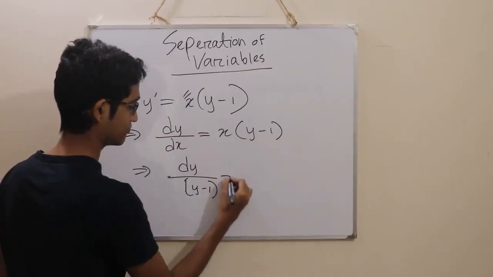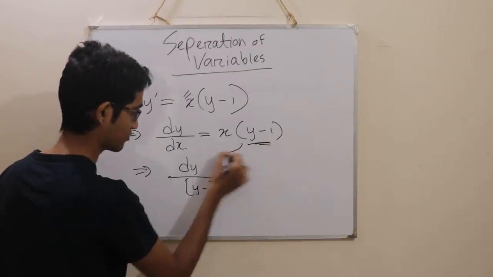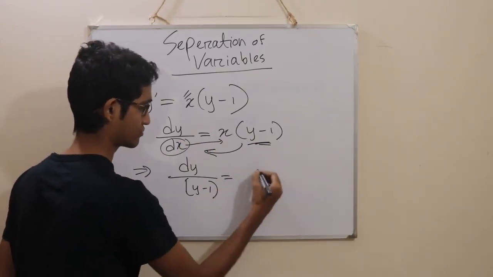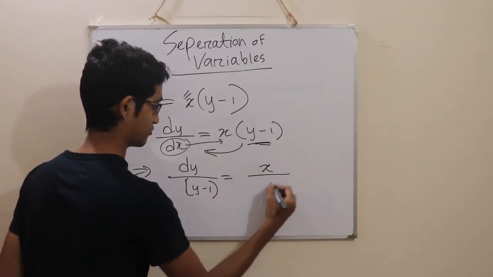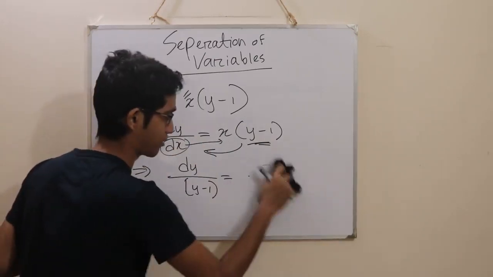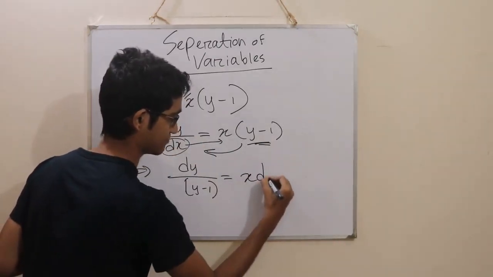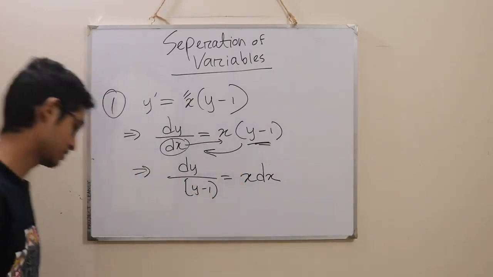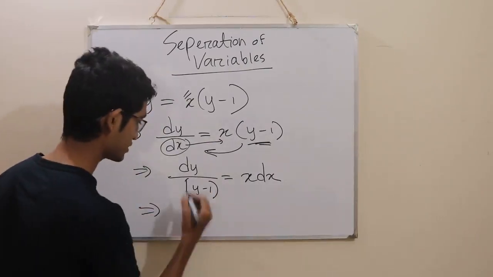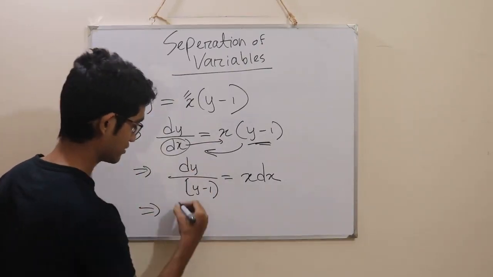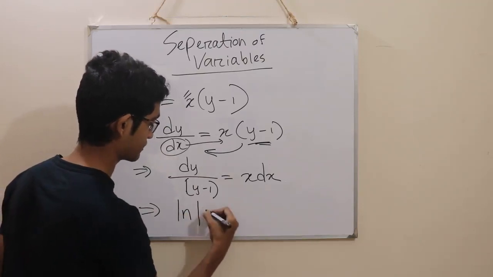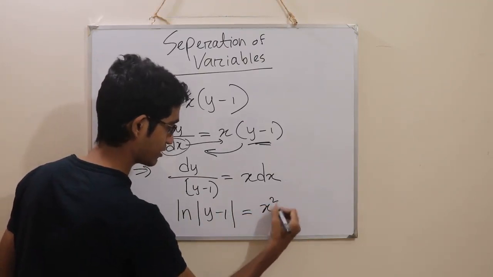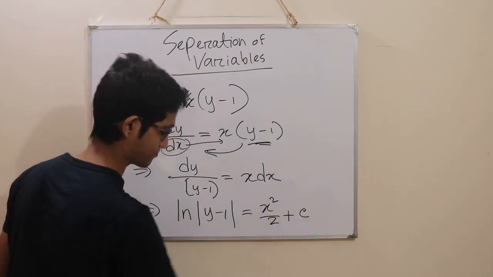If we bring this term containing y over to this side and this term containing x over to that side, then we get dy over y minus 1 is x times dx. Now you just need to integrate this and we will get a solution. So what is the result of the integration on this side? The result will be ln of the absolute value of y minus 1, equal to x squared over 2 plus a constant.